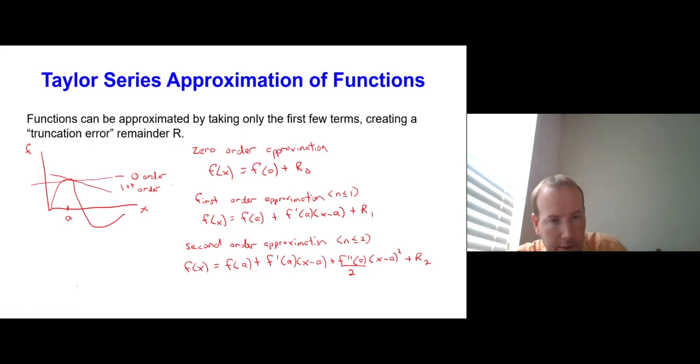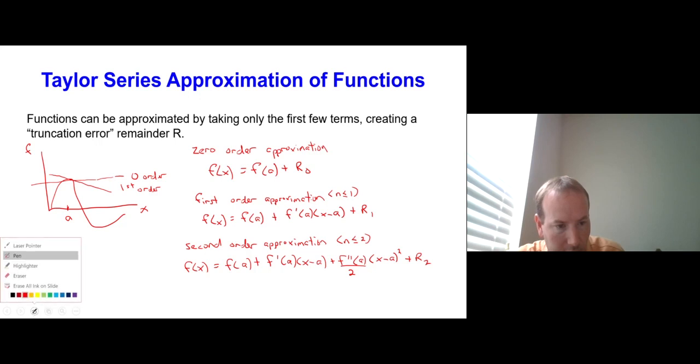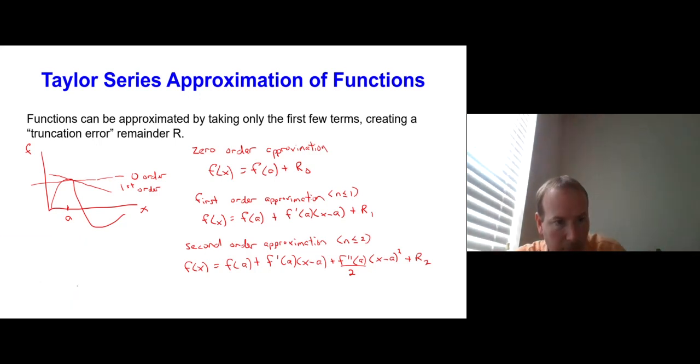And then a second order approximation is going to... change the color real quick, so you can see this.